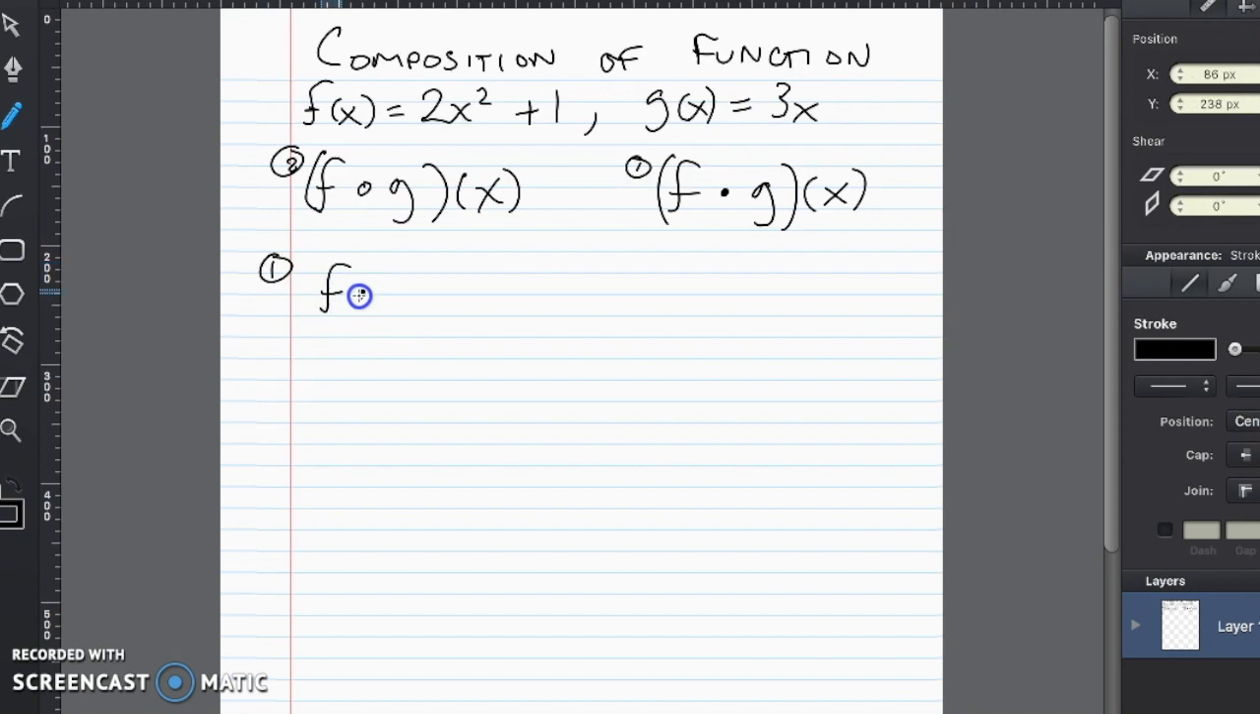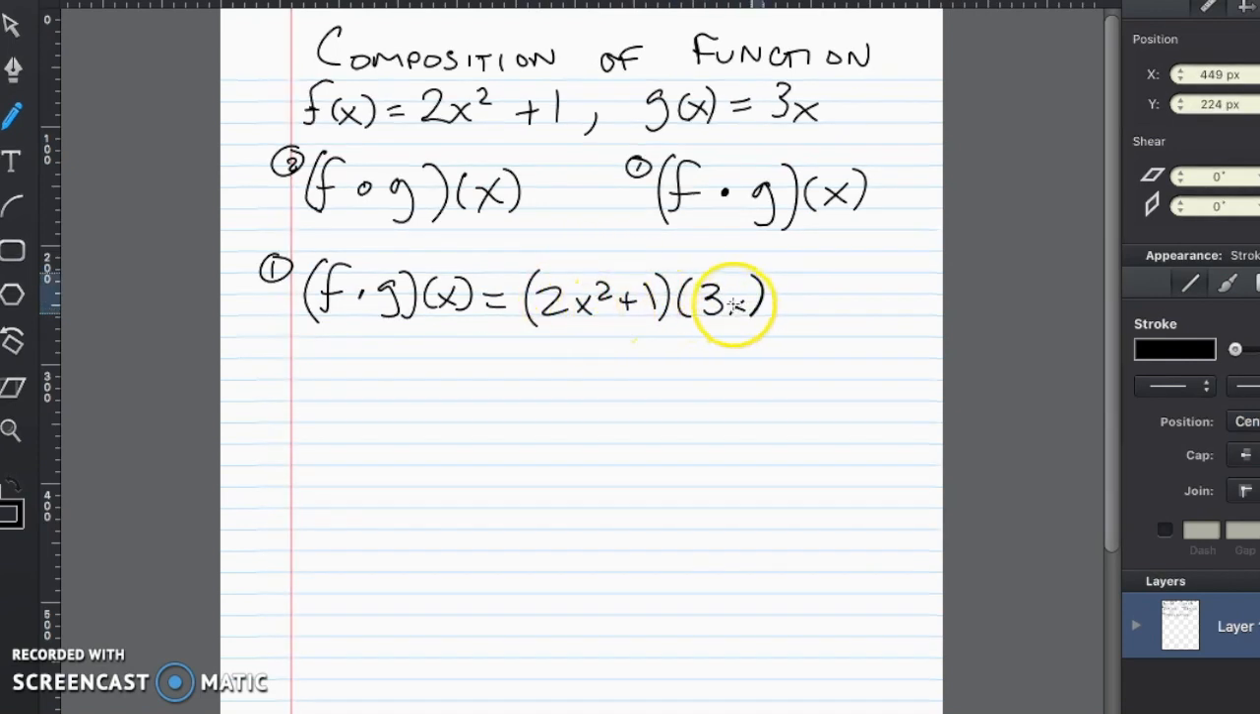So f times g of x is equal to, let's see here, it's going to be 2x squared plus 1 and 3x. Okay, so again, I have f of x and g of x, and I'm multiplying the two together. And we should know that multiplication is commutative, so it doesn't matter what I put first or second in this case, right?